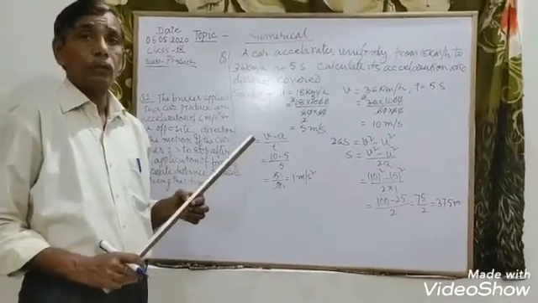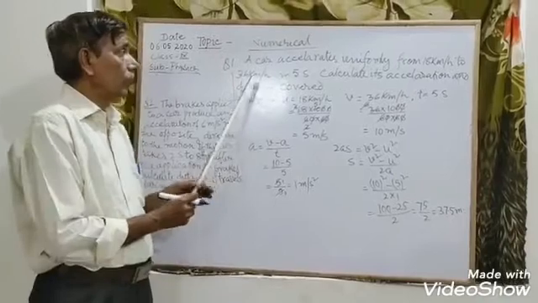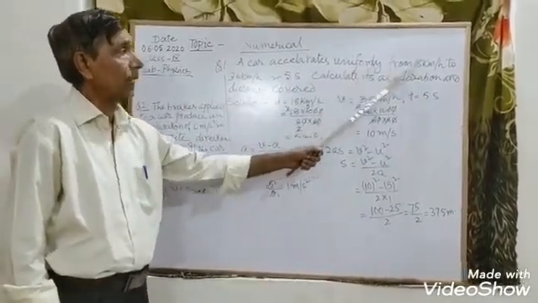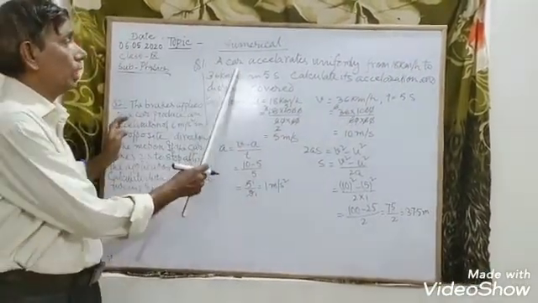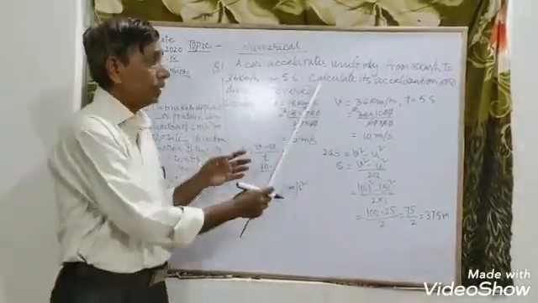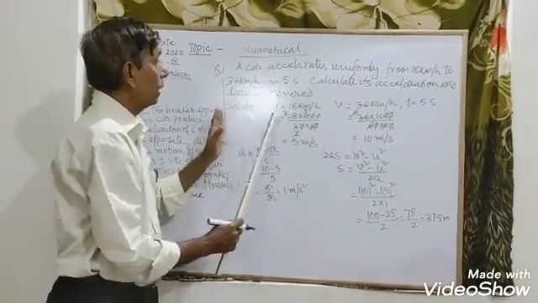Now students, one numerical here I read. A car accelerates uniformly from 18 km per hour to 36 km per hour in 5 seconds. You have to calculate its acceleration and the distance covered by the car.